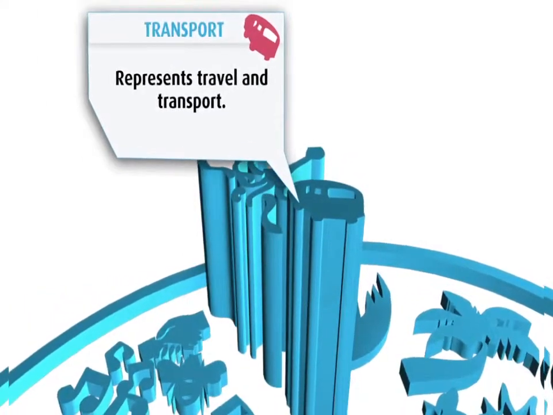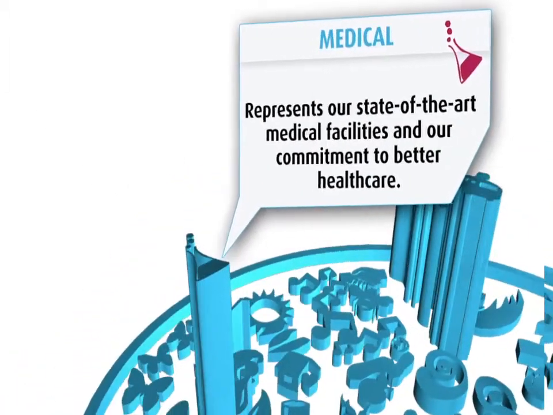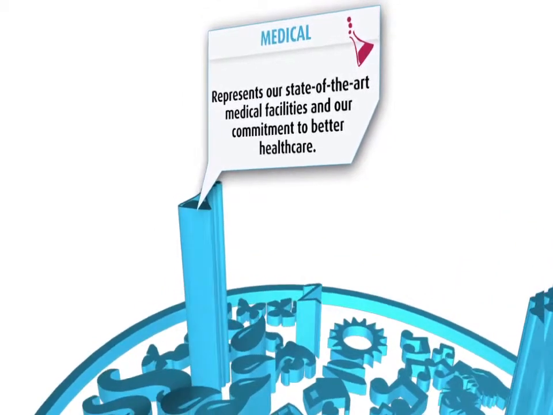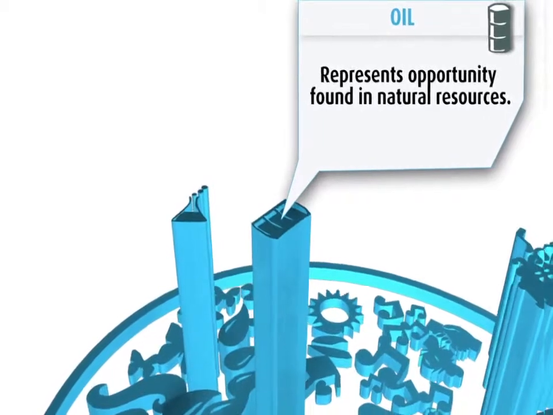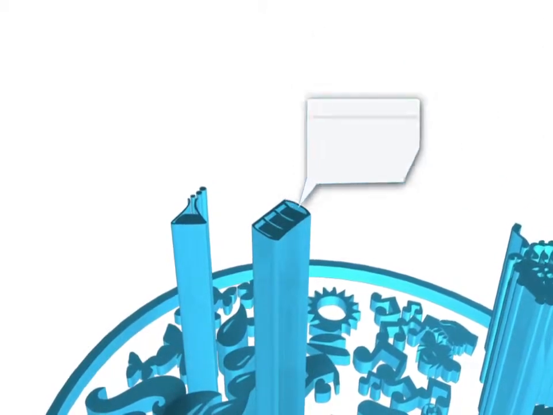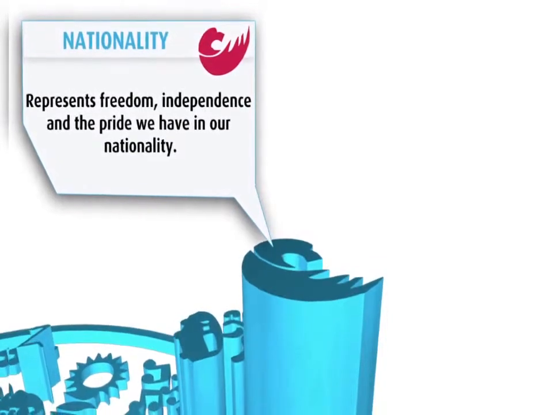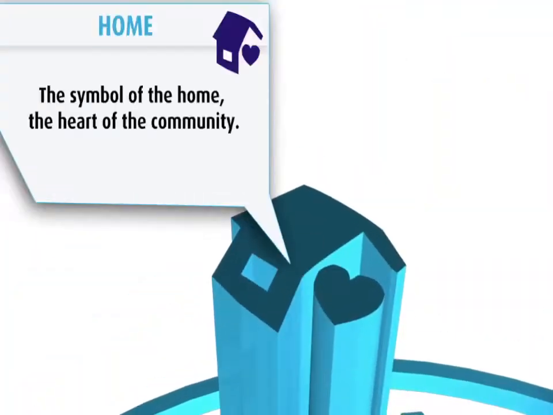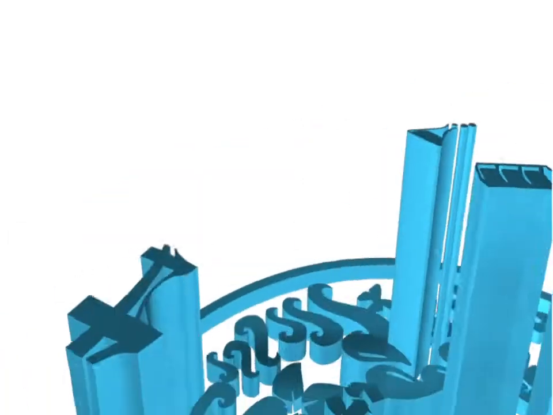Transport represents travel and transport. Medical represents our state-of-the-art medical facilities and our commitment to better health care. Oil represents opportunity found in natural resources. Nationality represents freedom, independence, and the pride we have in our nationality. Home, the symbol of the home, the heart of the community.